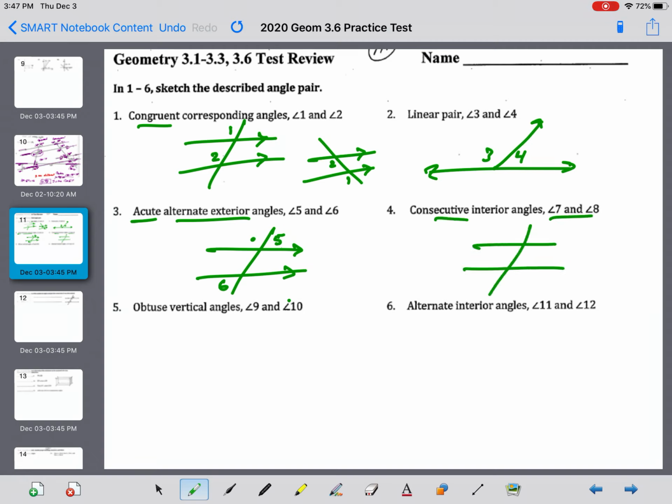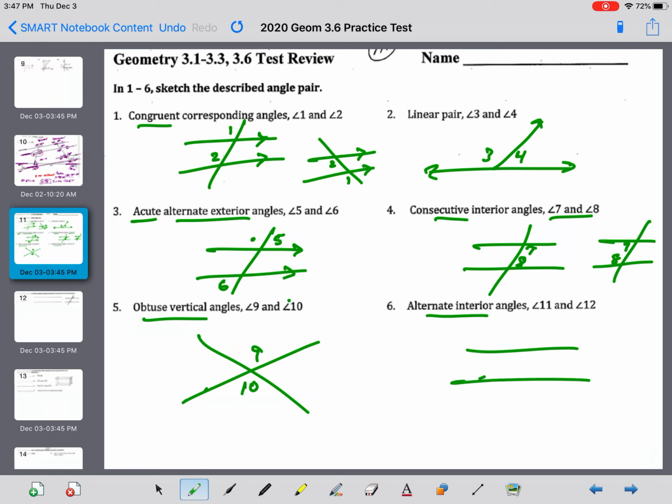CIAs, angles 7 and 8, so we need some lines cut by a transversal. And if I put 7 here, I've got to put 8 down here. Those are CIAs. I could put a 7 and 8 on the other side as well, like this, 7 over here, 8 over here. Obtuse vertical angles. Vertical angles, make 2 lines that cross, and I'm going to put 9 and 10 right there and there. The other 2 are acute.